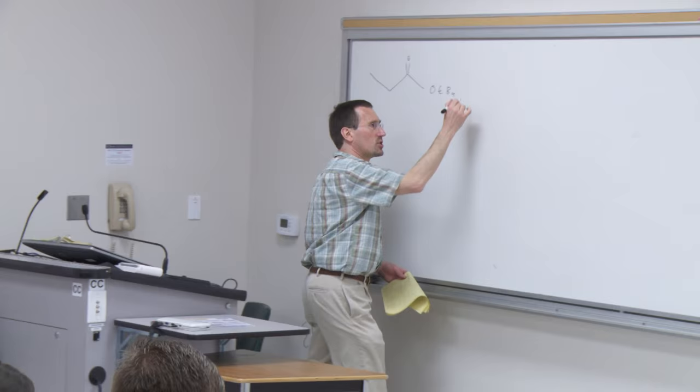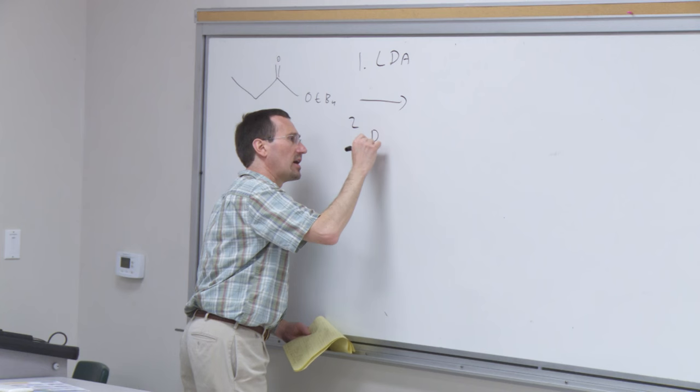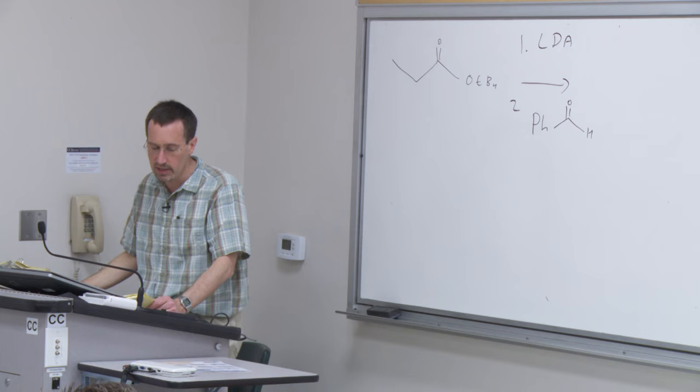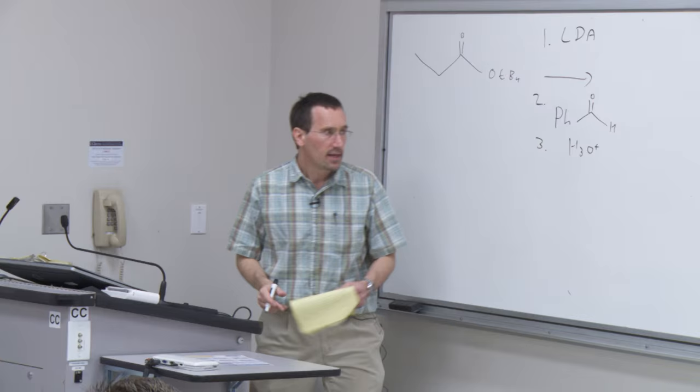One, we'll treat it with LDA. Two, just to make our drawing simpler, I'm going to show you with benzaldehyde. It'll just make our drawing simpler. If you wanted to do the same reaction with acetophenone, you could. And three, we'll carry out an aqueous workup with some mild aqueous acid. Now we get four stereoisomers possible.